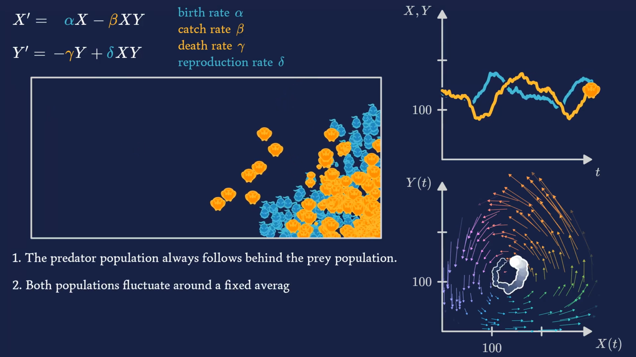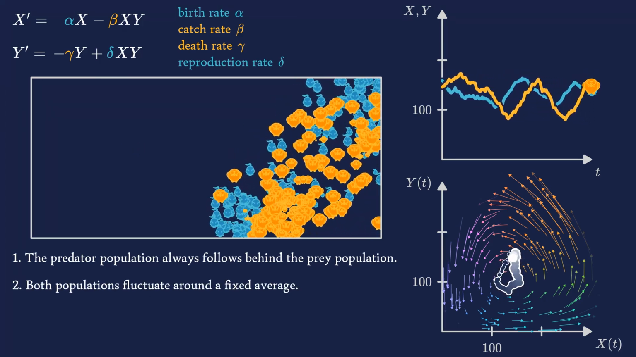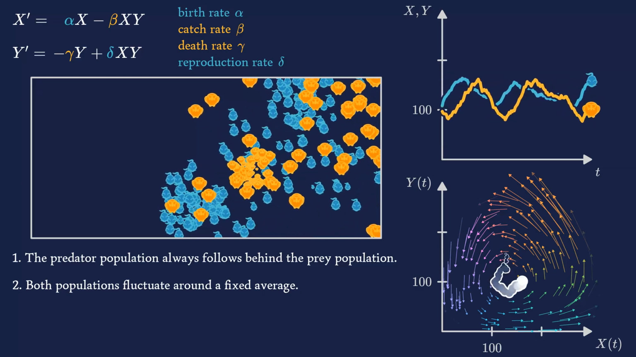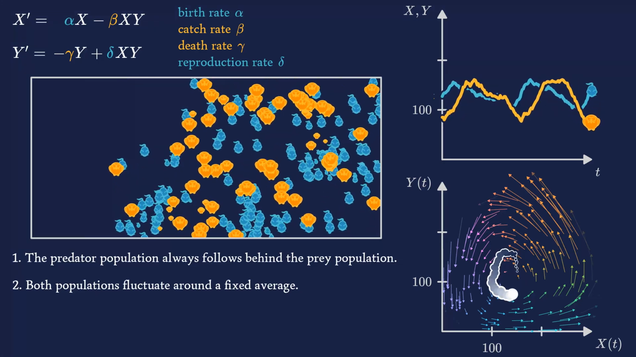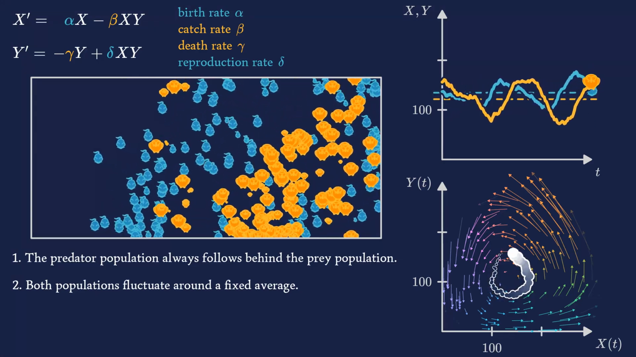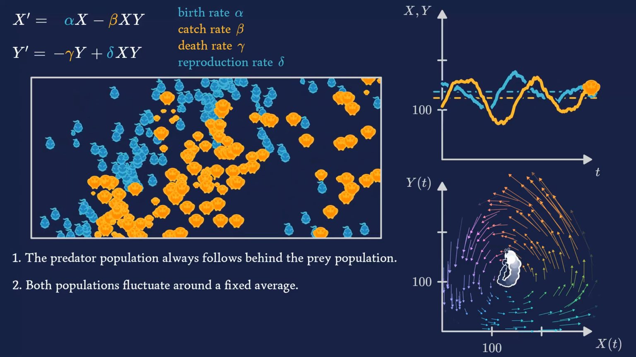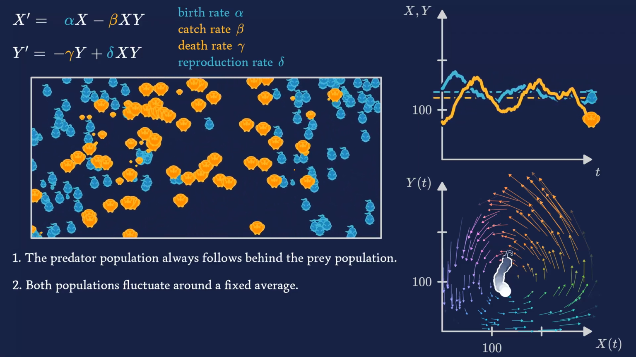The second rule states that both populations fluctuate around a fixed average. This average is given by the stationary point we already looked at. This fact is easy to observe in the phase portrait. In the graph on the top, we can kinda see it if we add a running average for both curves. That these averages are in fact given by the stable solution to our differential equation is, however, a bit tricky to show.